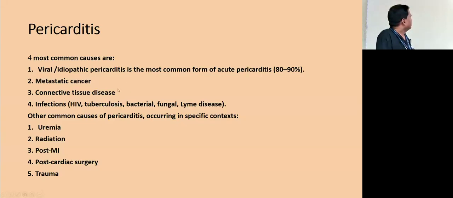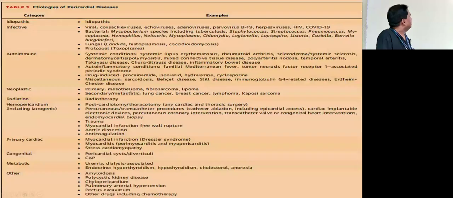So then, etiologies of pericardial diseases, same thing. The viral ones are actually Coxsackie virus, echovirus, adenovirus; these are the common viruses. In the era of COVID-19, they have not found much literature pertaining to it, especially affecting the pericardium. Then autoimmune, as I told, SLE and rheumatoid arthritis.